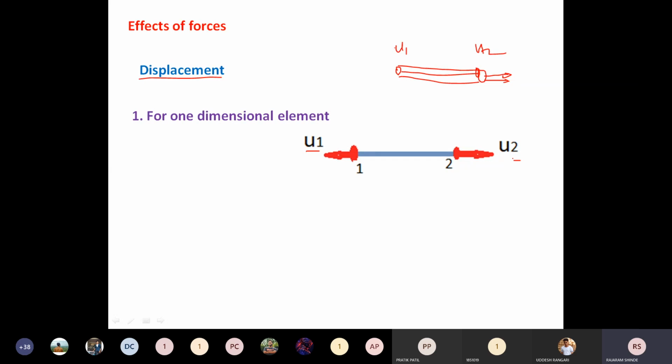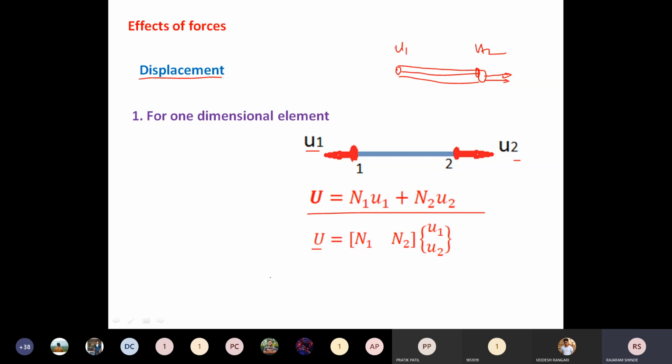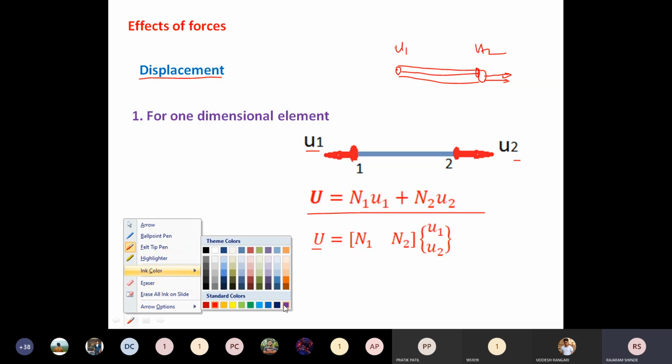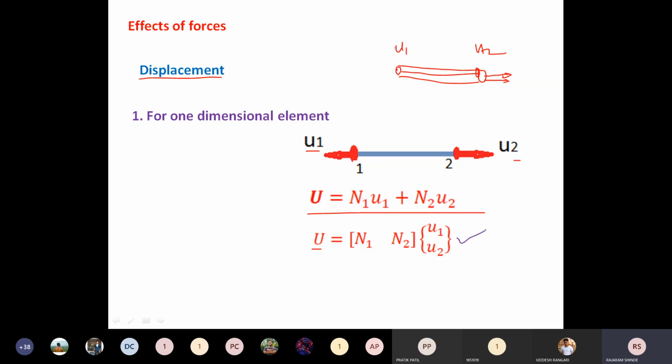Now we have written the polynomials for these displacements. What are those polynomials? We have written this equation: u is equal to n1 u1 plus n2 u2. Here n1 and n2 are the shape functions. We can write this in matrix form: u is equal to [n1 n2] times [u1 u2]. Here u is the variable displacement, n1 and n2 are the shape functions, and u1 and u2 are the nodal displacements.